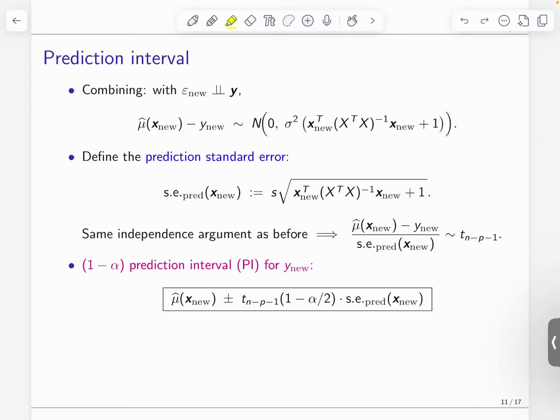If you compare it with the confidence interval for the regression function, the center is the same, and gamma is the same. The only difference is the standard error. The standard error now has this extra plus 1 under the square root, which the other doesn't. And that's exactly the added noise that we're trying to capture.